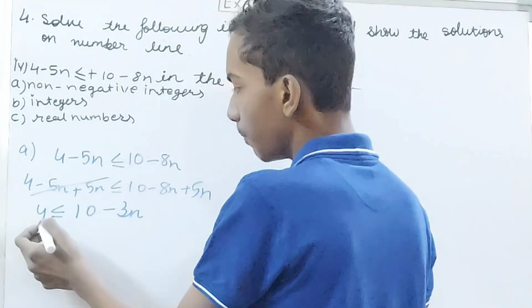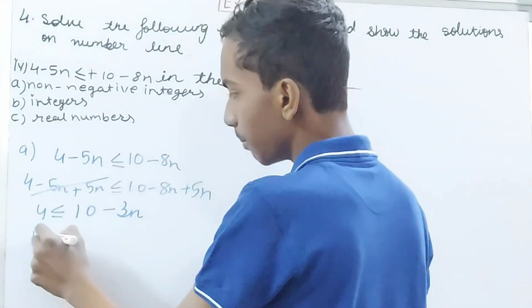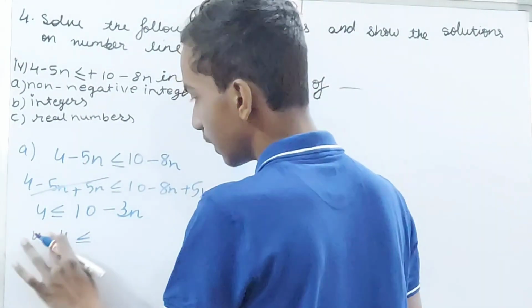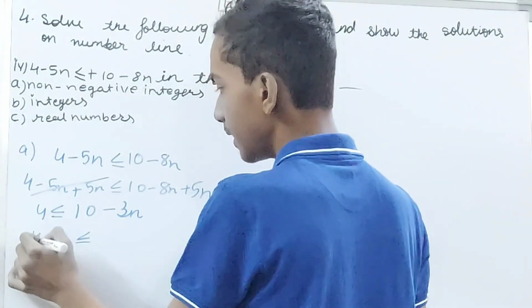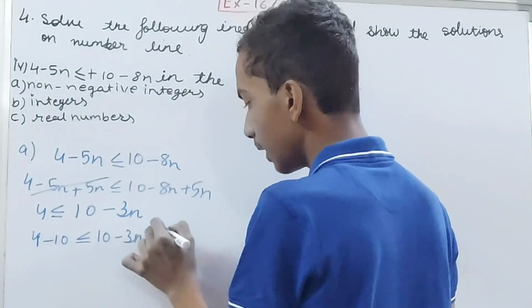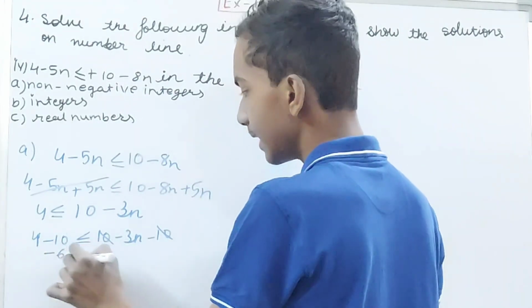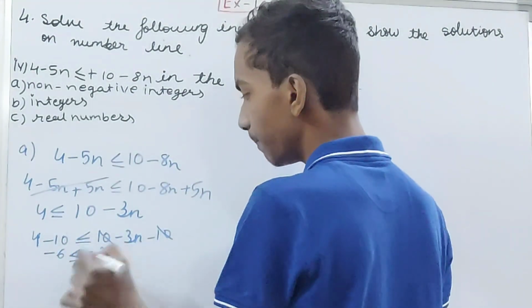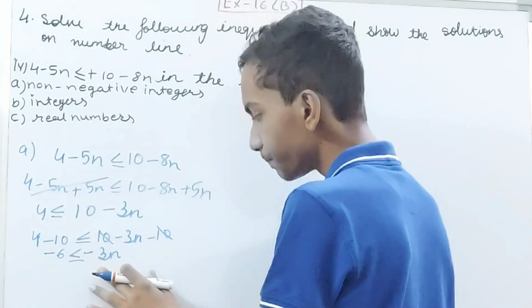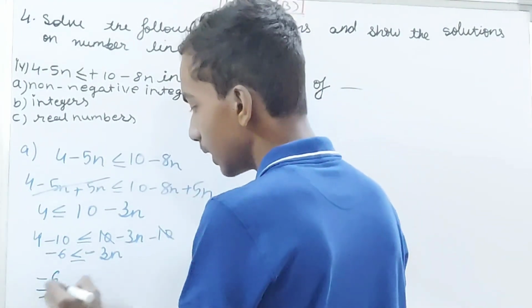So now plus 10 and plus 4 are there. I'll do here 4 minus 10 is less than or equal to 10 minus 3n minus 10. The 10 cancels. 4 minus 10 becomes minus 6, which is less than or equal to minus 3n. So what we'll do now? See, minus 6 and minus 3n. I will divide by minus 3 and the sign will change.